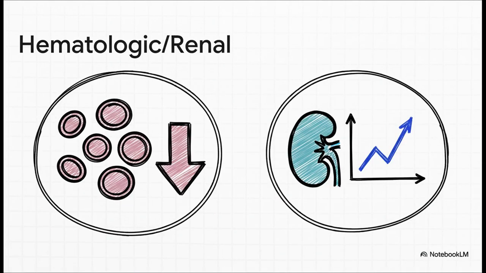Now let's look at the labs. What's happening to the blood and the kidneys? Check that CBC and BMP. Are the platelets dropping below 100,000? That's thrombocytopenia. Are the kidneys taking a hit? You'll see that in a rising creatinine. Anything over 1.1, or if it doubles from her baseline, that's a major red flag for renal injury.